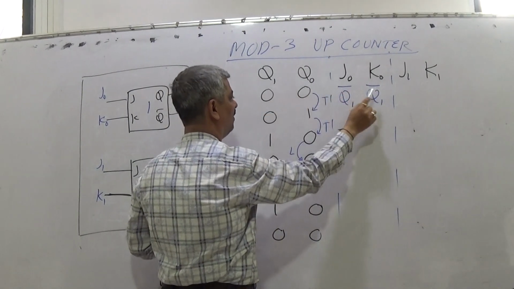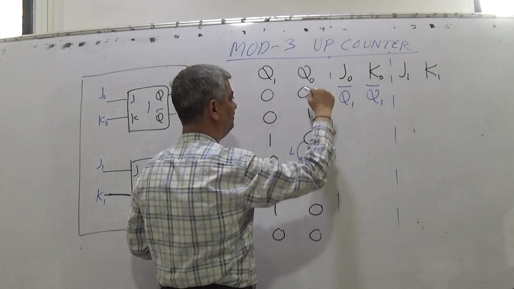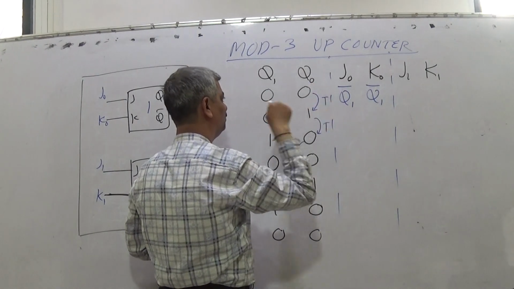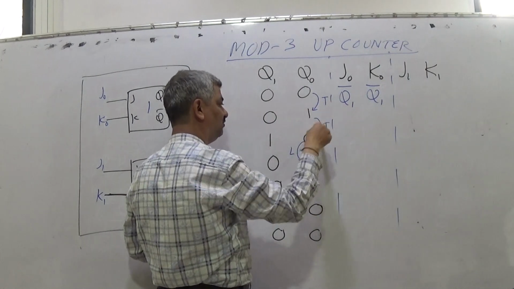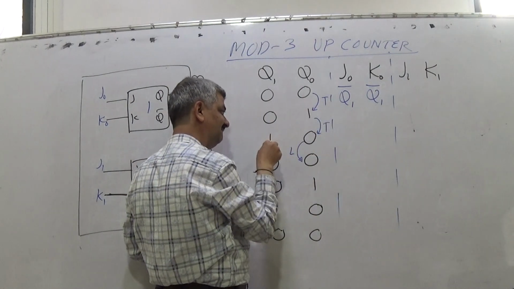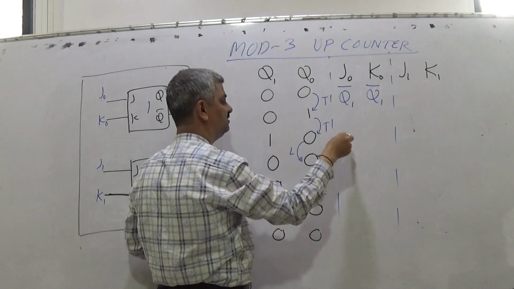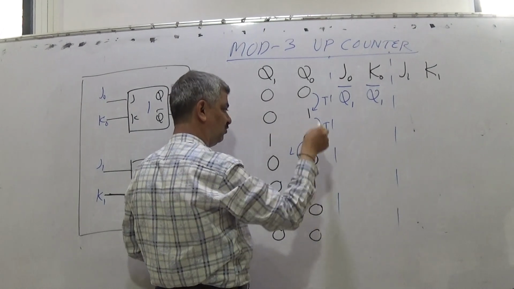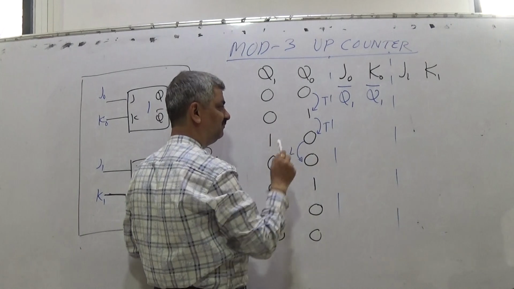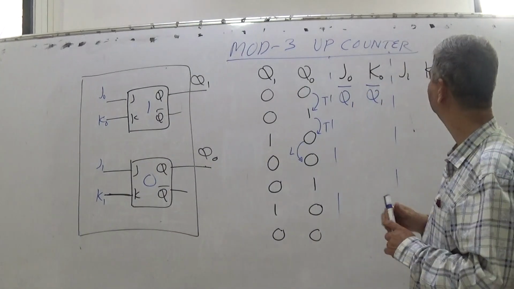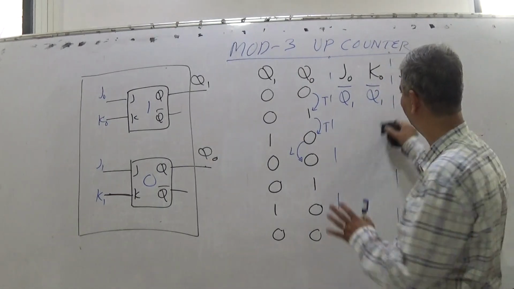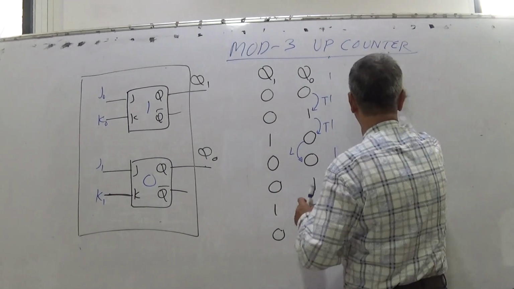So when this is 1, 1, when clock comes, Q0 will toggle to 1. Q1 is still 0, so this will be 1, 1, clock will toggle. Now Q1 is 1, so when Q1 is 1, this will be 0, 0, when next clock comes to maintain last state. So J0, K0 is, so this is not required in all steps.